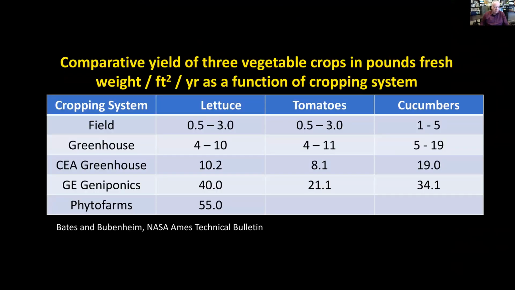Here is a yield comparison summary of Phytofarms and Genoponics with greenhouse and field production. This is from a NASA technical memorandum by Maynard Bates and David Bubenheim. I don't have the year yet on this one, looking for it. Year-round crop production indoors contributed a lot to the annual relative advantage of the indoor over outdoor production, and degrees of control indoors merely widened that advantage. Notice that Genoponics grew fruiting vegetables indoors as well as leafy greens, whereas Phytofarms limited themselves to greens and herbs.